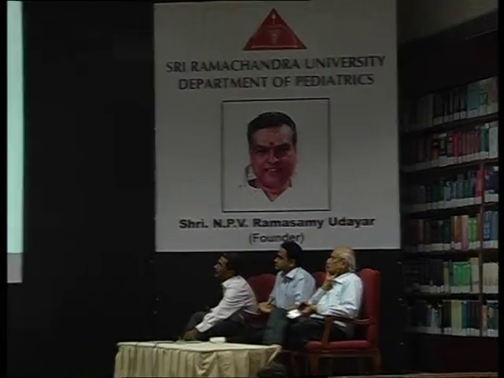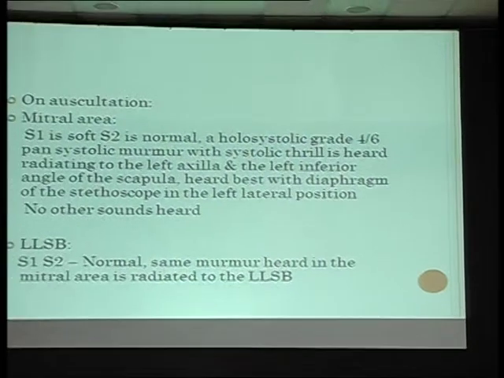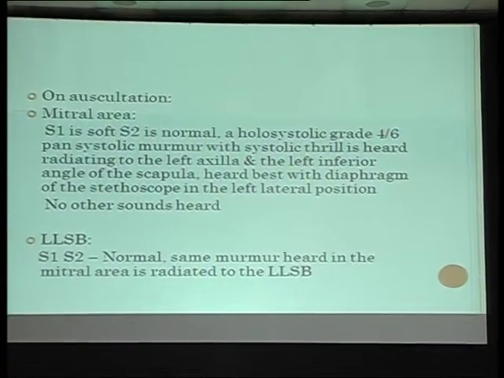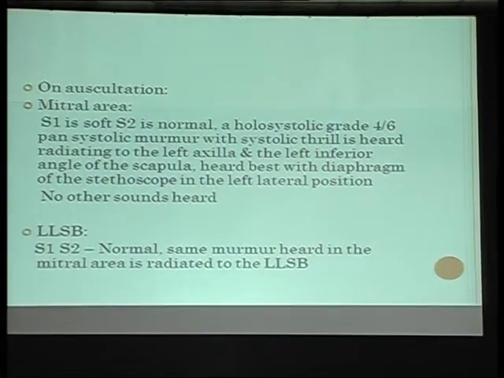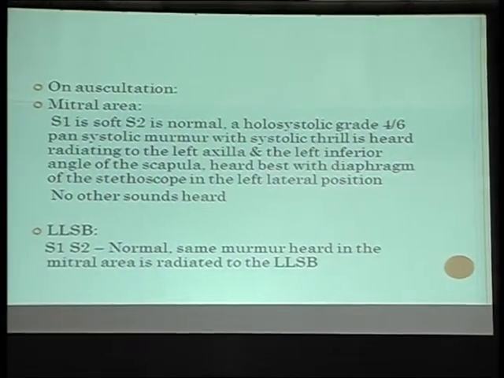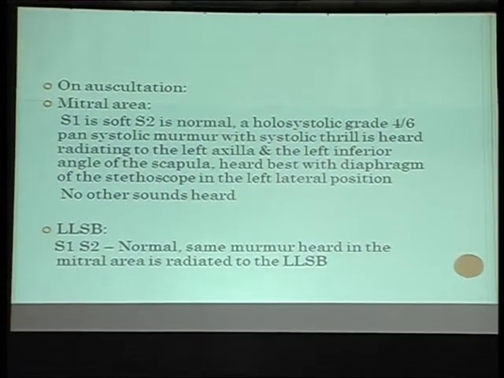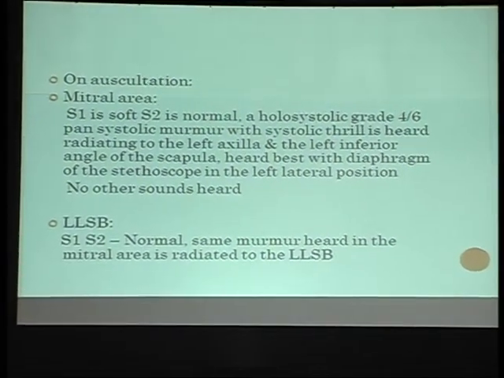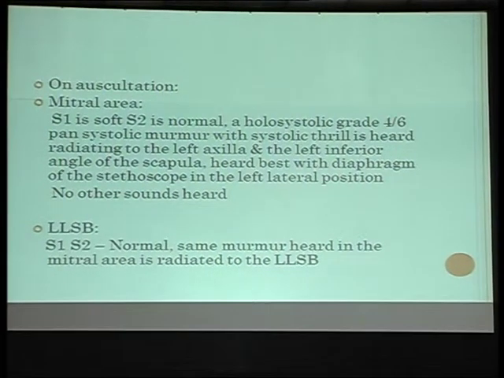Okay. Now let's confirm the findings. On auscultation, mitral area, S1 is soft, S2 is normal, holosystolic grade 4/6 pansystolic murmur, with systolic thrill, is heard radiating to the left axilla and the left inferior angle of the scapula, heard best with the diaphragm of the stethoscope in the left lateral position. No other sounds heard. Lower left sternal border, first heart sound, second heart sound normal. Same murmur heard in the mitral area is radiated.